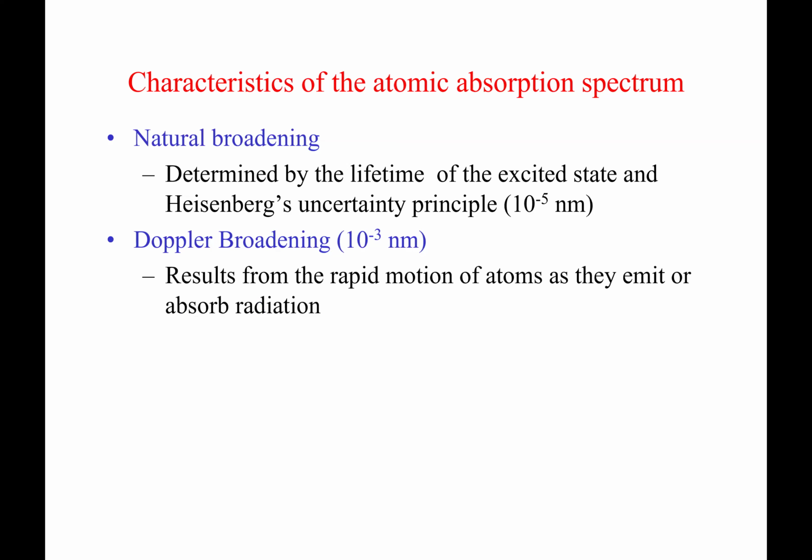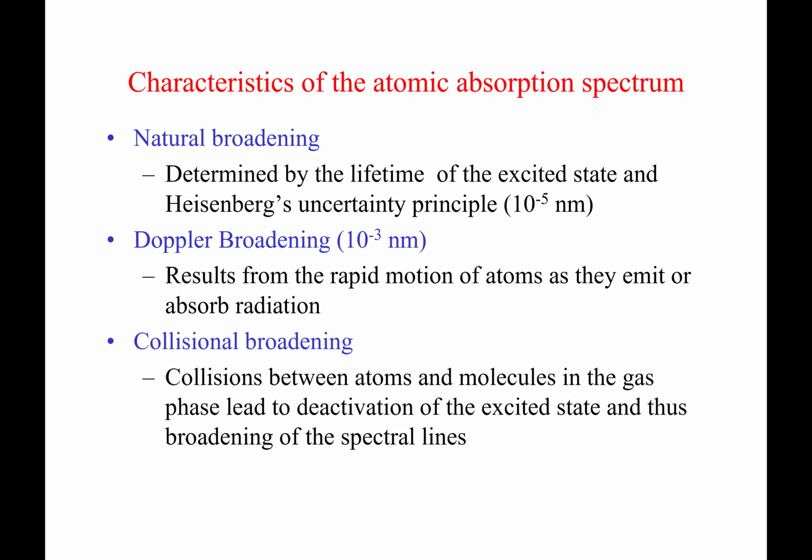That's what that means. Then there is another one, collisional broadening. These are broadening factors that are sometimes going to interfere with your analysis. You have to know some of these factors. So collisional broadening: these atoms may collide. The collisions between atoms and molecules in the gas phase lead to deactivation of the excited state, and then it broadens these spectral lines. Instead of having one spectral line, it broadens them. So those are the three characteristics of the atomic absorption spectrum, specifically on broadening factors. We call those broadening factors.